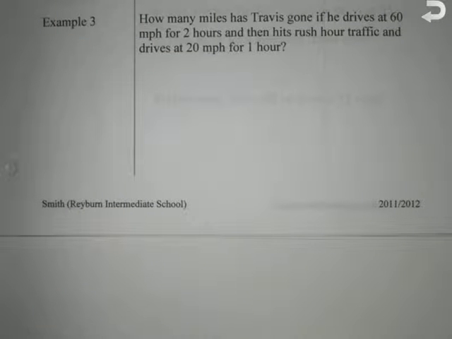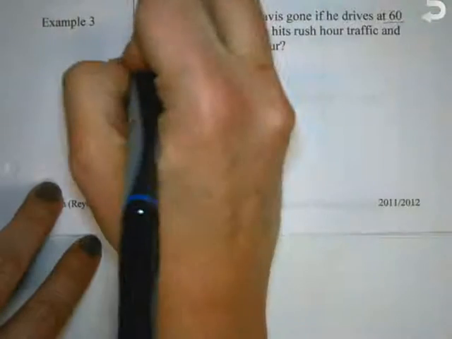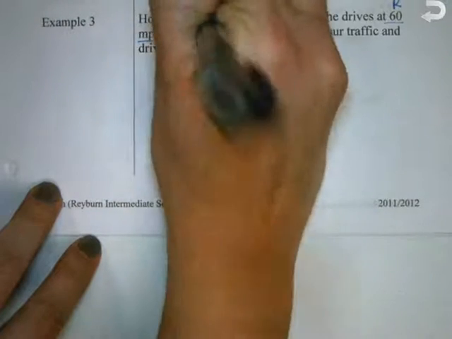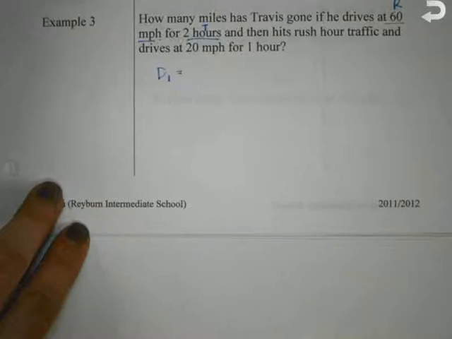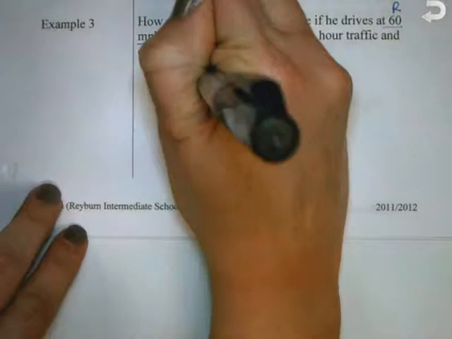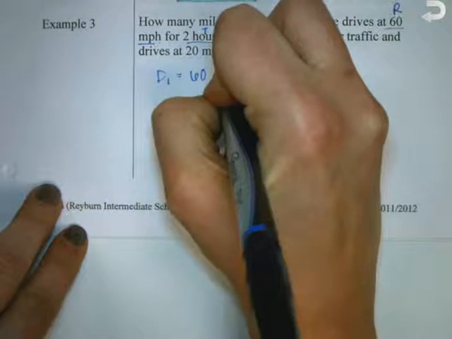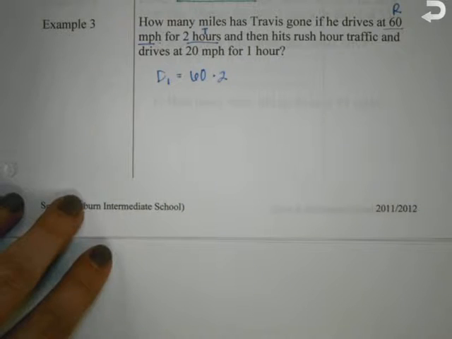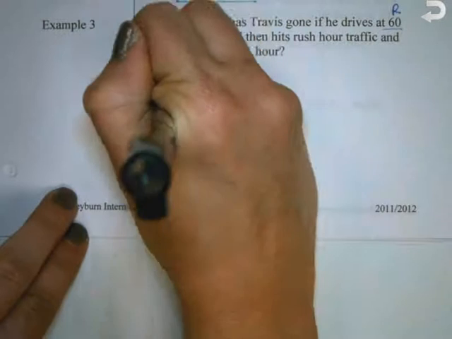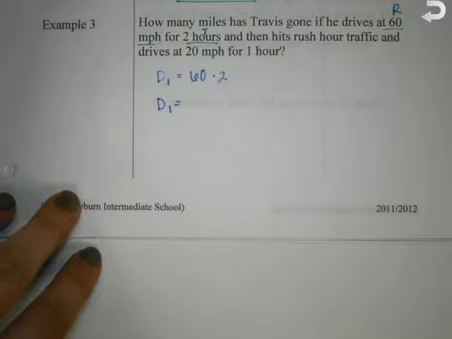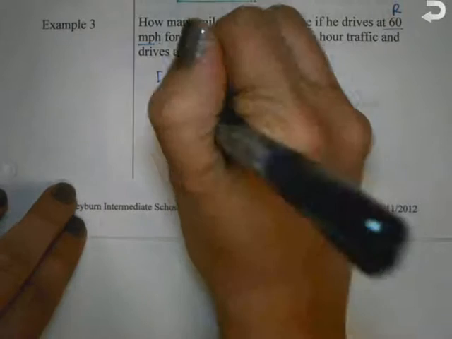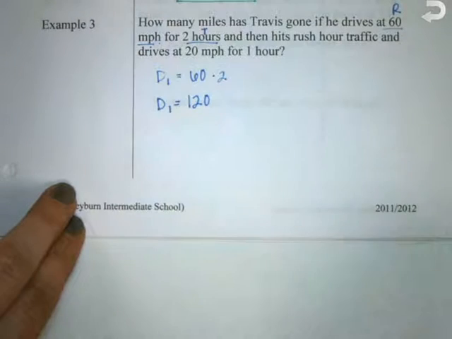I'm going to use 60 miles per hour as my rate and 2 hours as my time. So we're going to call this distance 1 equals 60 times 2. So distance 1 equals what? 120 what? What are the units? Miles. Okay, that's distance 1.